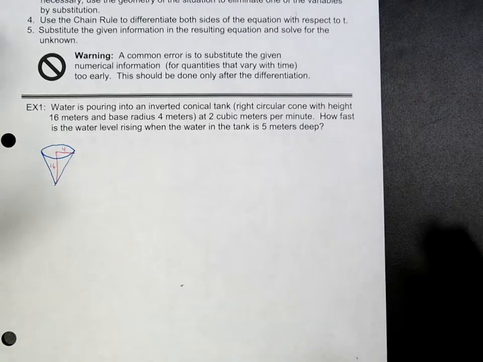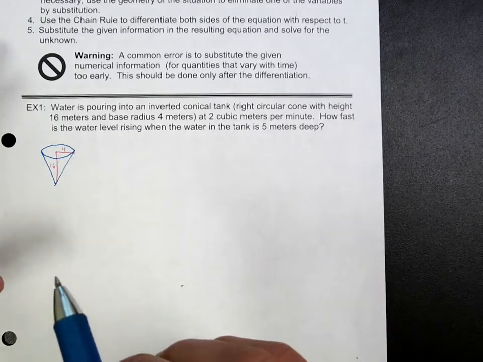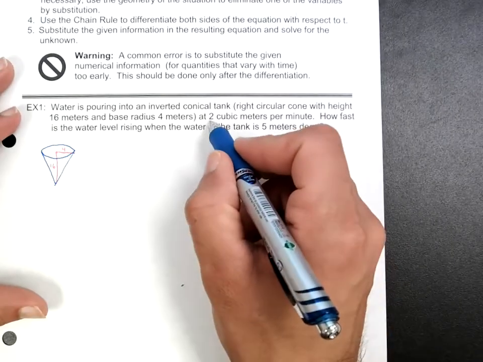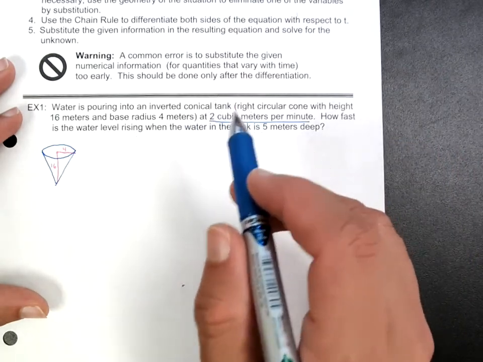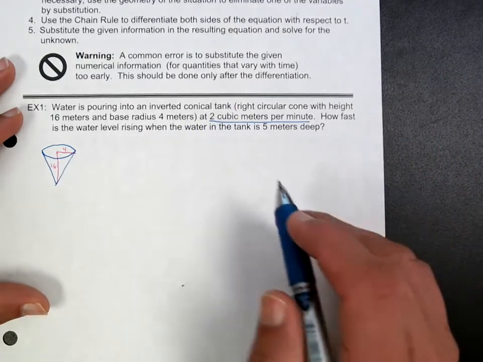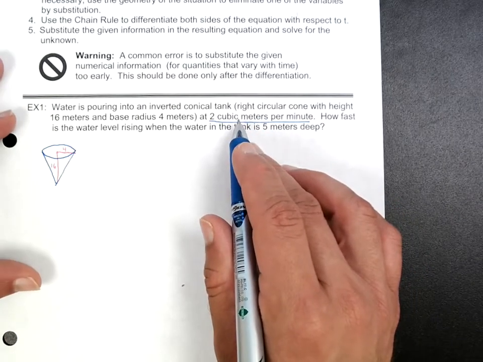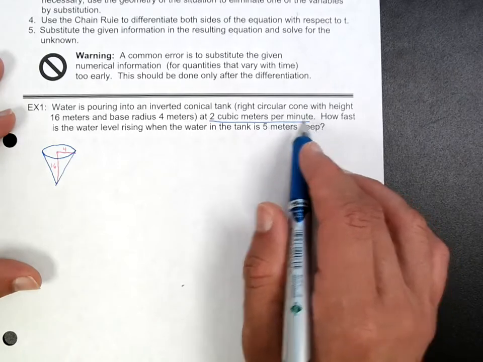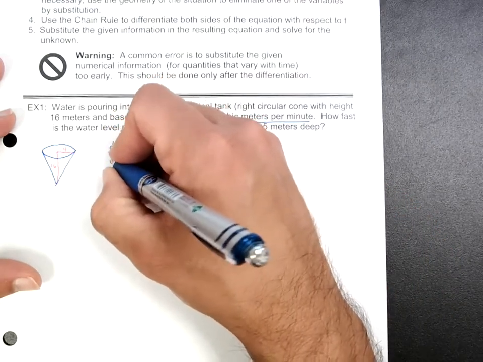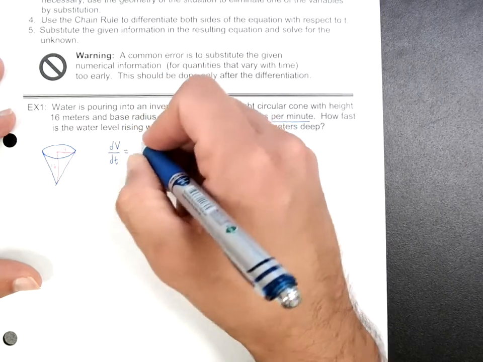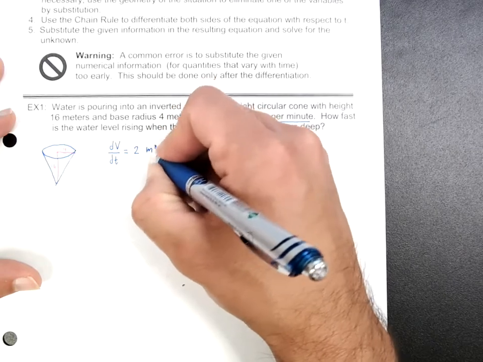Notice that right here they're giving us the height and the base radius. And it's also giving us this number right here, 2 cubic meters per minute. Water is being poured into a conical tank at 2 cubic meters per minute. If you look at just cubic meters, you'll notice that's a volume. When you have a per minute, that's a rate. So I'm going to express that rate as a derivative, because the volume is changing over time. I'm going to write this as 2 meters cubed per minute.